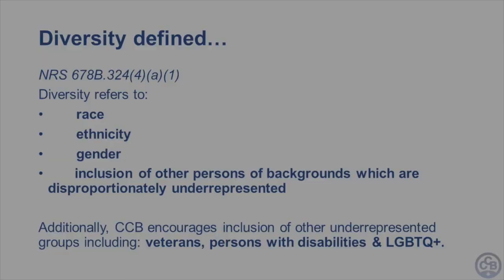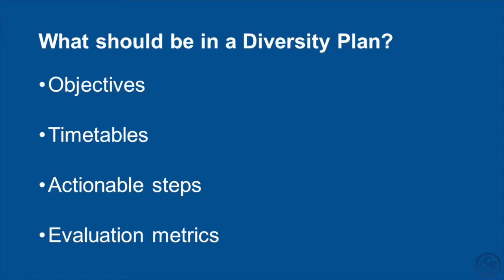How is diversity defined? Per NRS 678B.324 subsection 4A1, diversity refers to race, ethnicity, or gender, and the inclusion of other persons of backgrounds which are disproportionately underrepresented. However, the CCB is also encouraging the inclusion of other underrepresented groups, including veterans, persons with disabilities, and LGBTQ+. Broadly speaking, this plan should include objectives, timetables, actionable steps, and evaluation metrics.